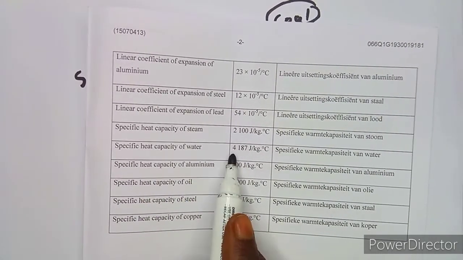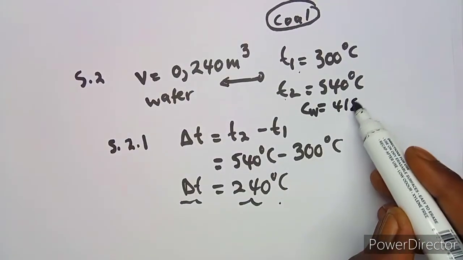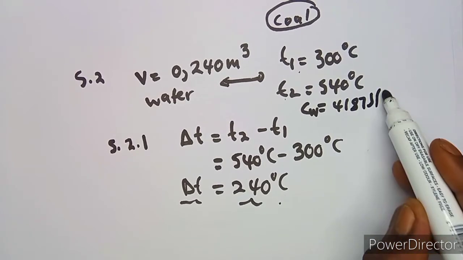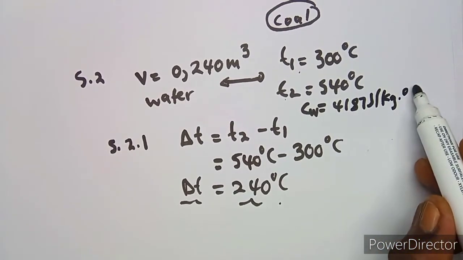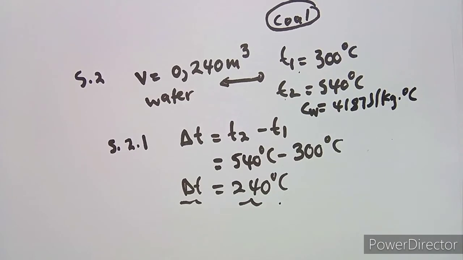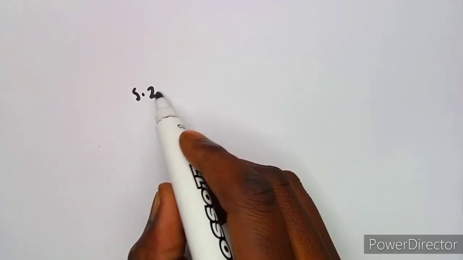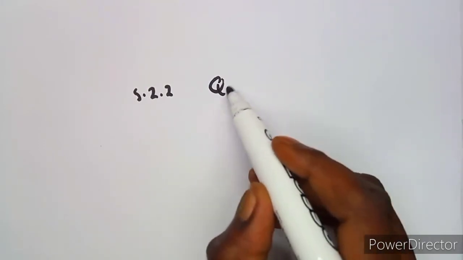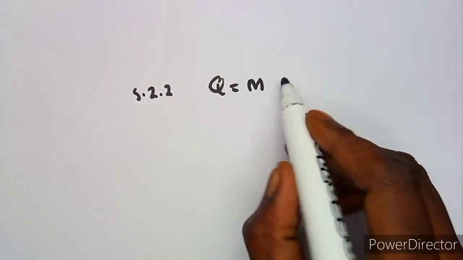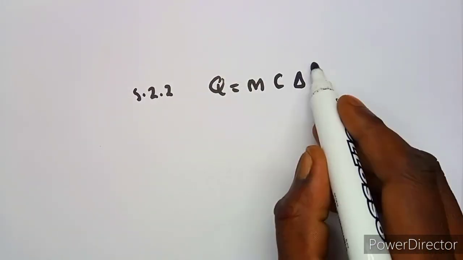Specific heat capacity of water. You need this one. It is in joules per kg degrees Celsius. You need it because when you are calculating the heat required, this is the formula: Q is equal to mass times the specific heat capacity times the change in temperature.